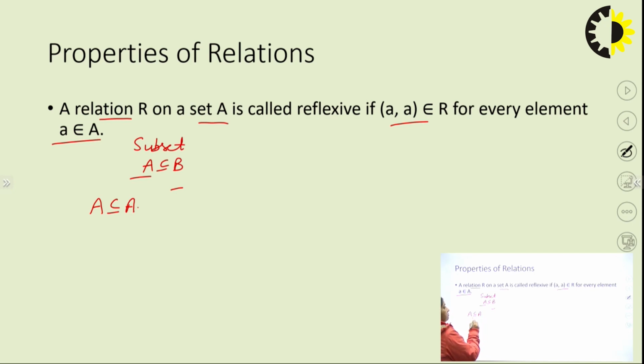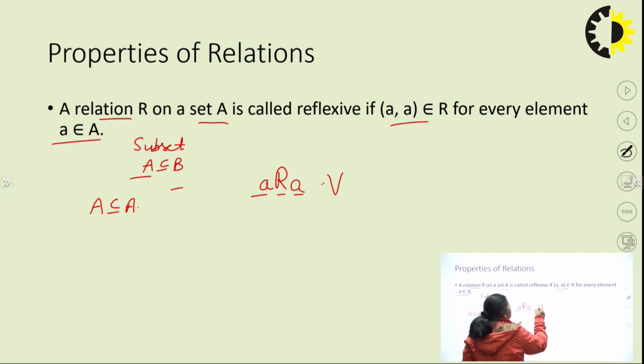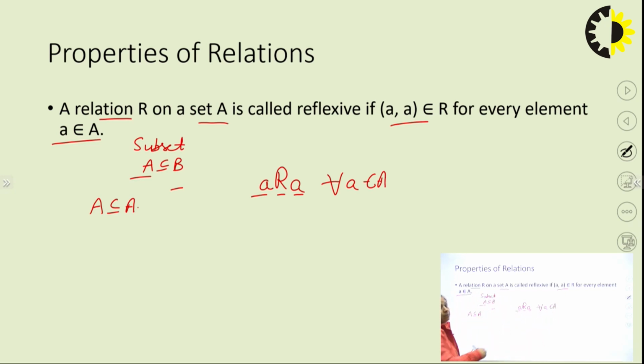What is a reflexive relation? When an element of a set is related to itself, we can write it as ARA. When A is related to itself for all A belonging to the set A, then we call it reflexive.